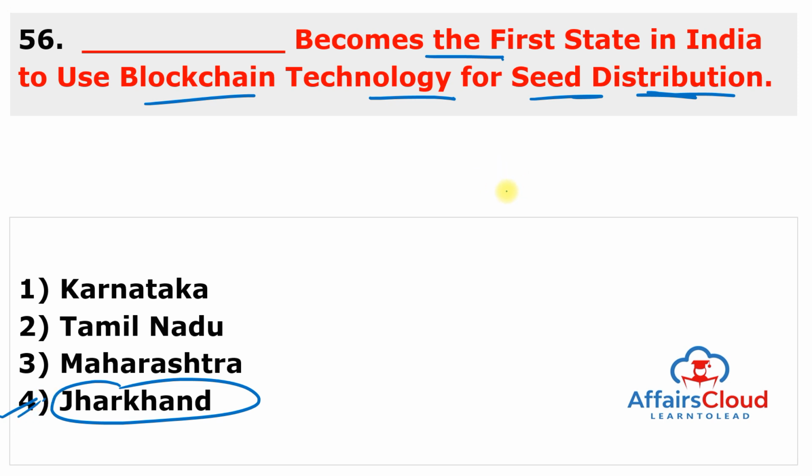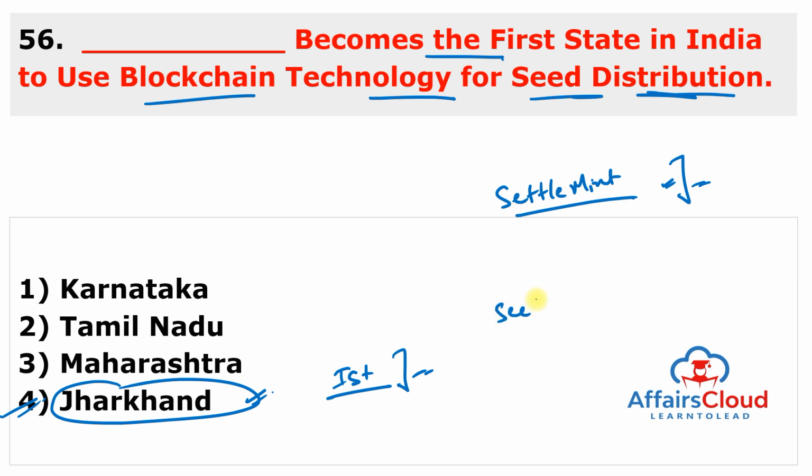The Jharkhand Directorate of Agriculture and a company known as Settlement, a blockchain technology company, implemented the distribution of seed to farmers using a blockchain-based platform. It means Jharkhand became the first Indian state to implement blockchain technology to track seed distribution. This aims at reducing pilferage and avoiding spurious seeds that farmers receive through various government schemes, including the seed exchange scheme.